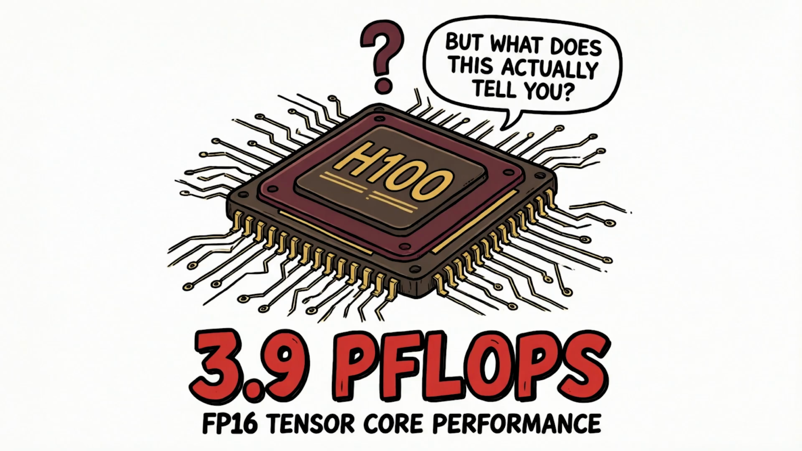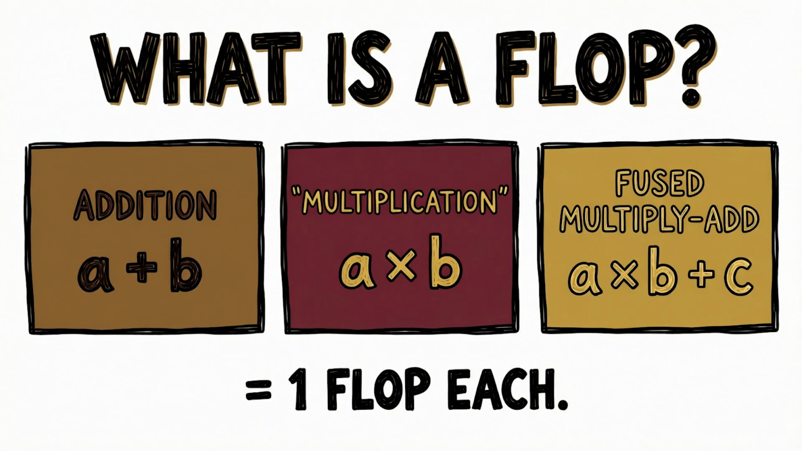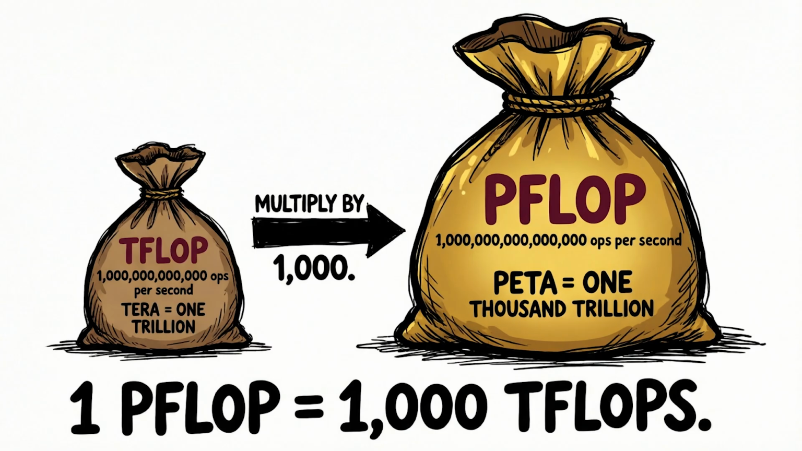The H100, for instance, is rated at 3.9 petaflops of FP16 tensor core performance. Let's understand what that actually tells you. A flop is one floating point arithmetic operation, such as an addition, a multiplication, or a fused multiply-add, which computes A multiplied by B plus C in a single step. A teraflop means 1 trillion such operations per second. A petaflop means 1 quadrillion such operations per second.